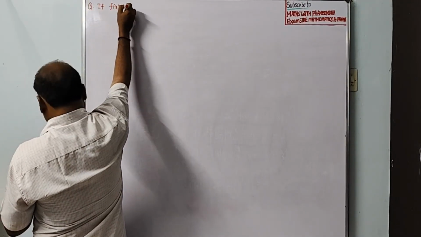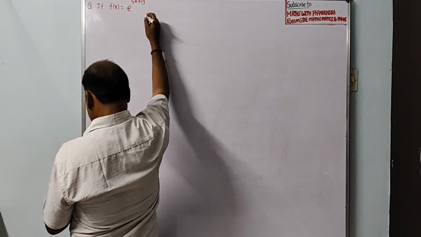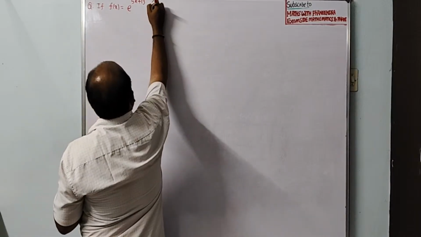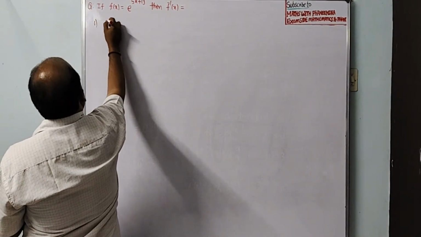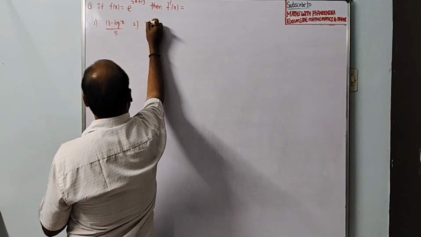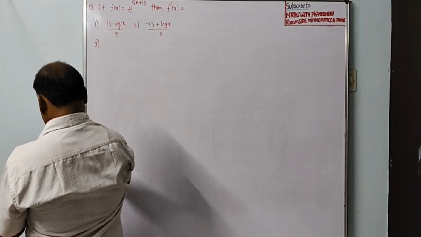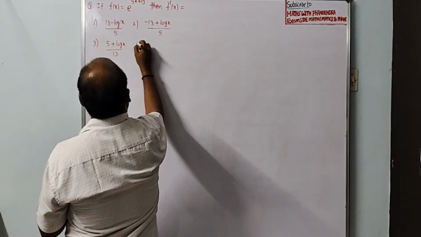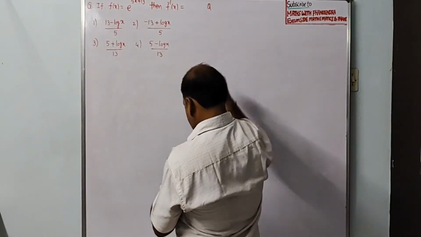If f of x equal to e power 5x plus 13, then f inverse of x equal to: 13 minus log x divided by 5; minus 13 plus log x divided by 5; 5 plus log x divided by 13; 5 minus log x divided by 13. Next, other question.